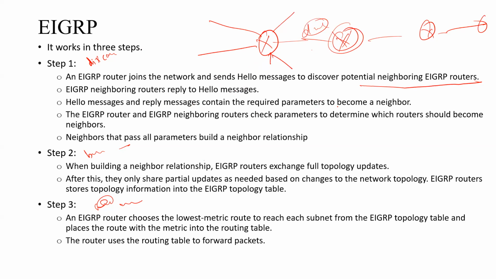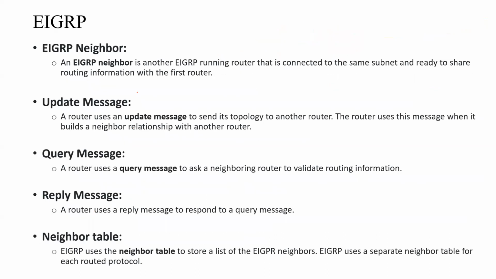It contains all the parameters to become a neighbor. So there should be some parameters required to become a neighbor of these routers. So that's about step 1. Step 2, what's happening? It is building the relationship with the neighbors. And step 3, it is sharing the network path. So there is some terminology.